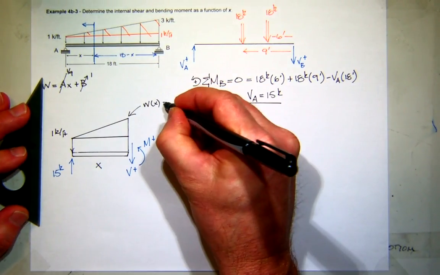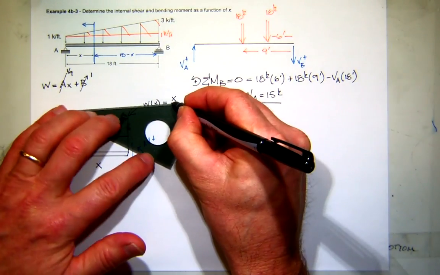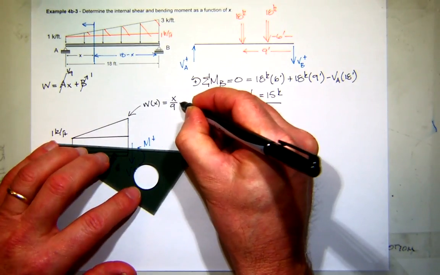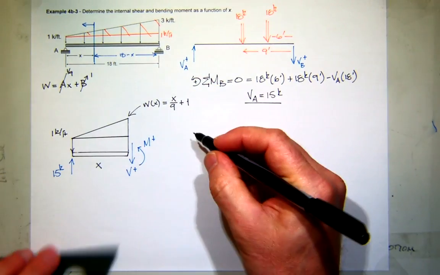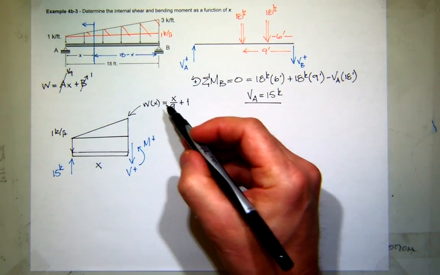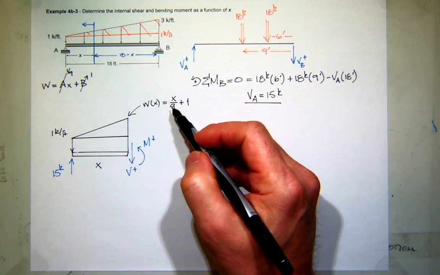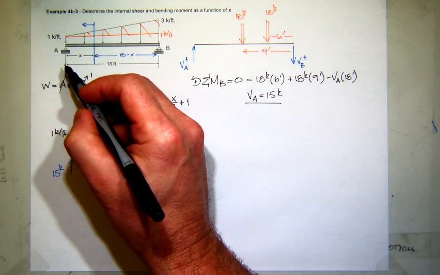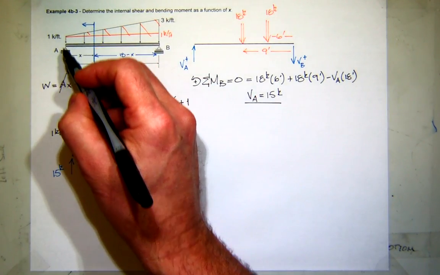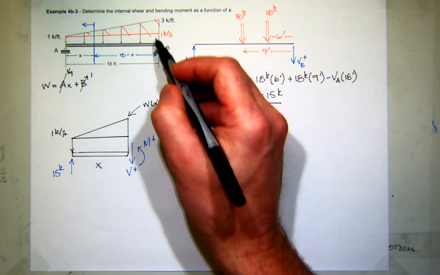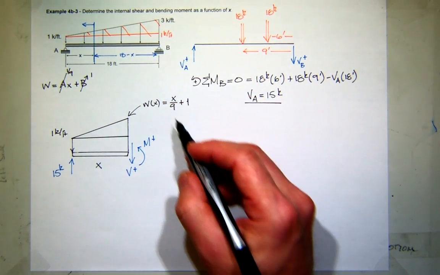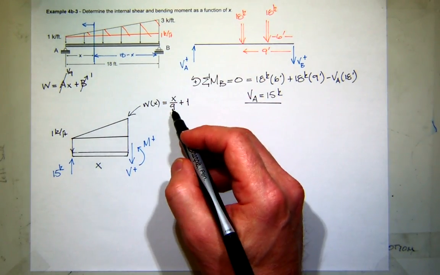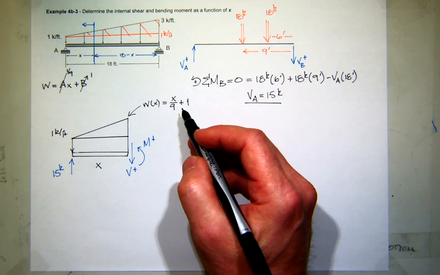So W is going to be equal to x over 9 plus 1. Does that work? When x is equal to 0, what do I get? 1. What's the value at x equal 18? Should be 3. 18 divided by 9 is 2, plus 1 is 3. It works.